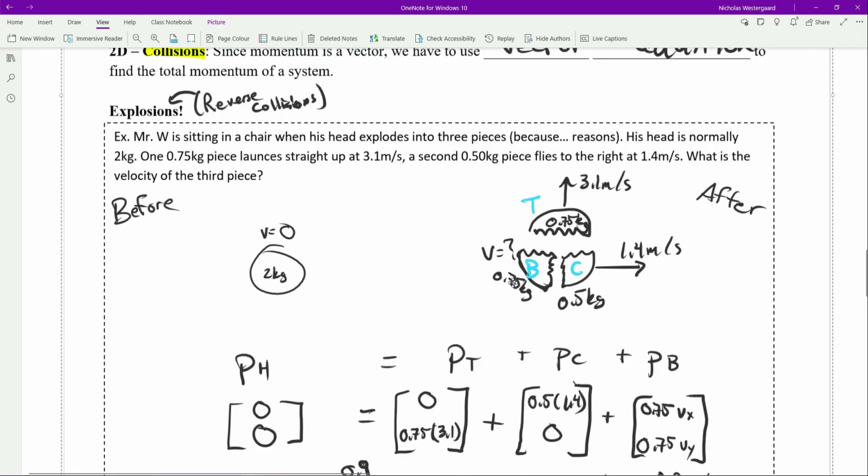In part B, I have no idea what its velocity is. So I'm going to do mass times velocity, 0.75, because that's the remainder, right? 0.75 times velocity x, 0.75 times velocity y. And now, since everything is nice and organized in vector notation, I can just do my top. 0 is equal to 0 plus 0.5 times 1.4 plus 0.75 times vx. And then on the y, 0 is equal to 0.75 times 3.1 plus 0 plus 0.75 vy.